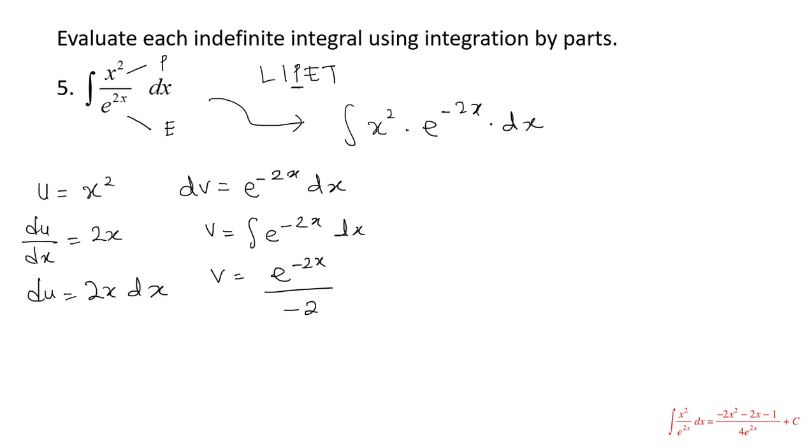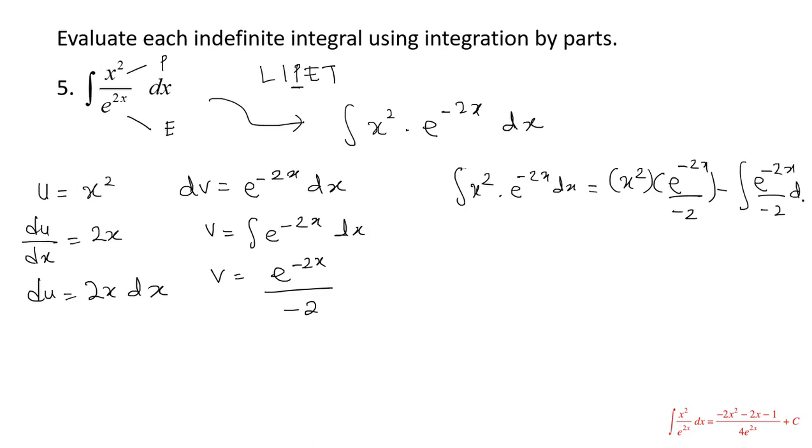Okay, so now let's try to substitute into the formula. So just copy the question again, equal to u times v. So u times v is x squared times exponent negative 2x over negative 2, minus integrate exponent negative 2x over negative 2 dx. Oh, sorry. There is a mistake. Let me erase this one. Okay, let's do it again.